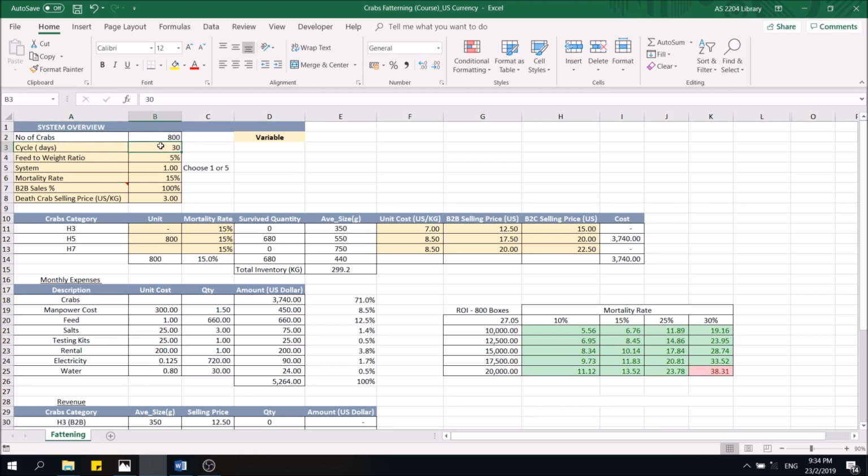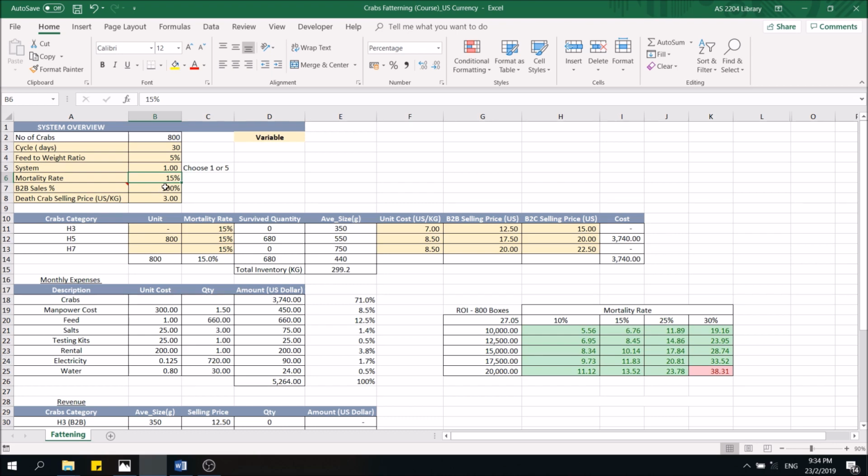Next, we have cycle of days. It means the days it requires to get the crab fattened. So in this model, I input 30 days. Next, we have feed to weight ratio. It means a percentage of feed to a specific weight. Next, we have system. This parameter is to show you once you have the scalability, the ROI actually can be faster.